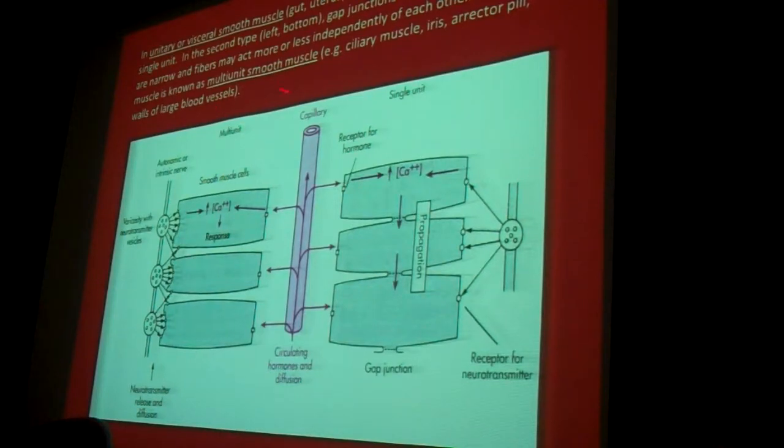It almost sounds like it should be the other way around. Multi-unit should be multiple units, and this should be a single unit. But this is called unitary or visceral smooth muscle, so it works in unison. You could look at it that way, whereas these do not. They have to be stimulated to work, and that's called the multi-unit smooth muscle.